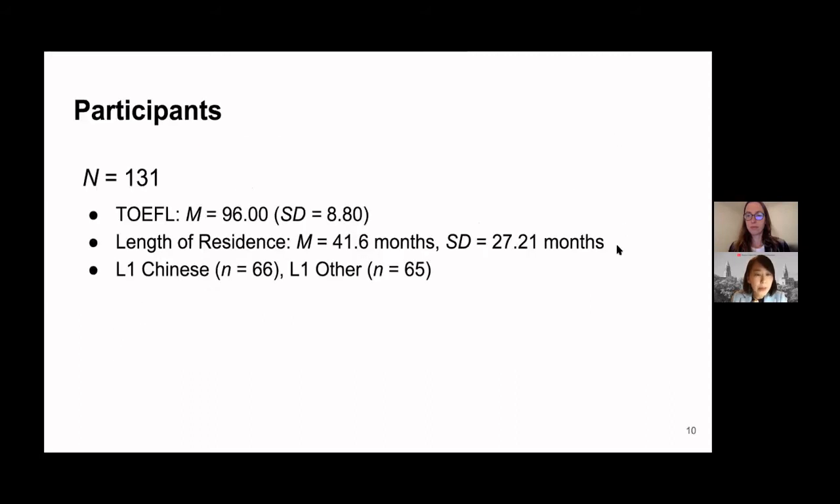And now into the methods. We had 131 participants. Their average TOEFL score was 96. So overall, the participants were quite advanced language learners. And the average length of residence in an English-speaking country was 42 months. And half of our participants were Chinese international students.